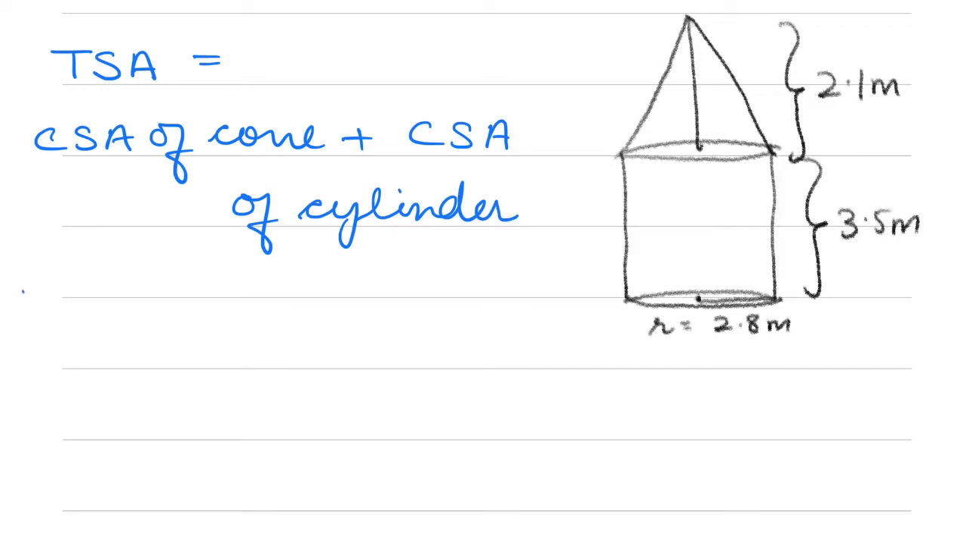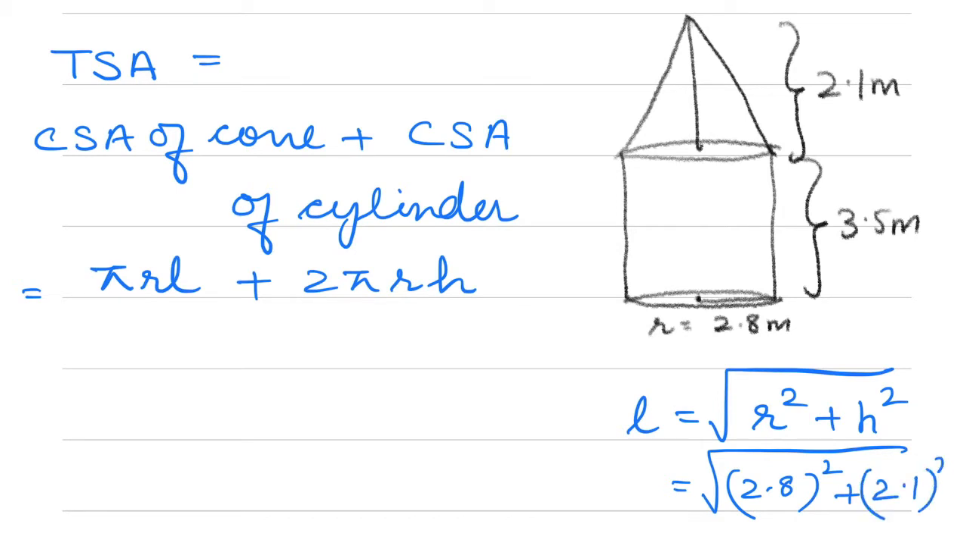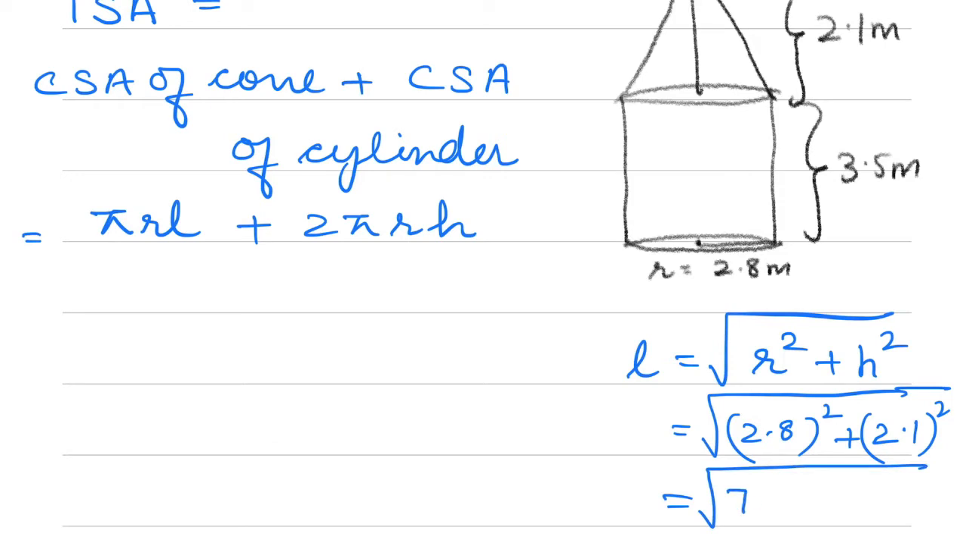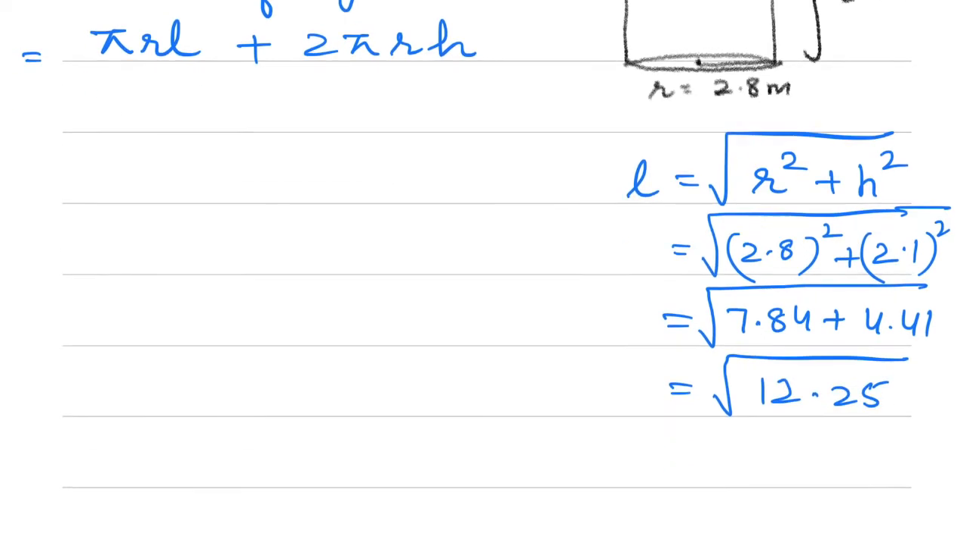Let's write down the formulae. So we have curved surface area of cone is pi RL and for cylinder is 2 pi RH. So let's find out the value of L. L is equal to square root of R square plus H square. So we have radius is 2.8 whole square plus 2.1 whole square. Square root of 7.84 plus 4.41. This is equal to square root of 12.25. So this is a perfect square, so 3.5 meter.